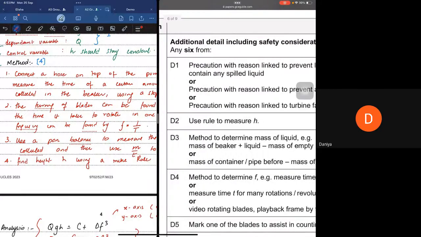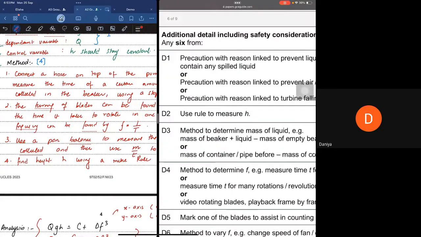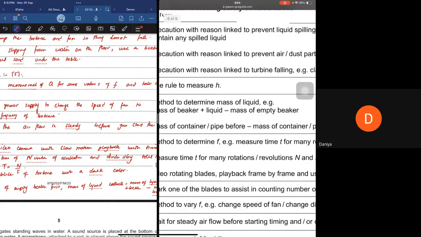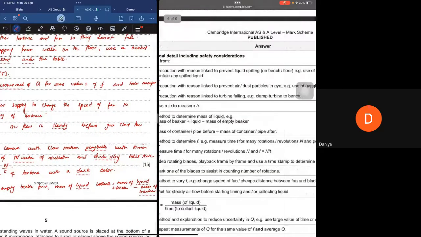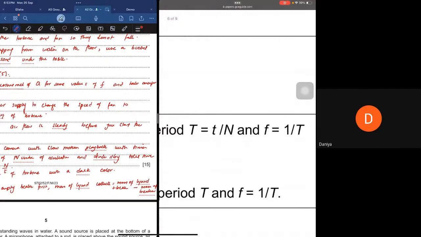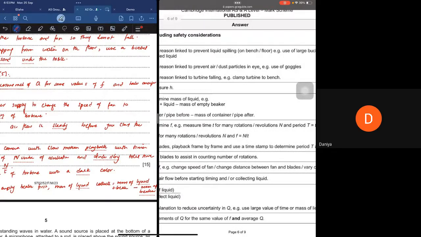And then it says determine. You have to do mass of beaker plus liquid. We have done that. Okay, so we've done that. We've given that. So 1 mark. Method to determine f every time for many rotations. So they say you need to write this formula, that the time period should be n over t, which we have done. That's pretty good, right? So yeah, we've done that.